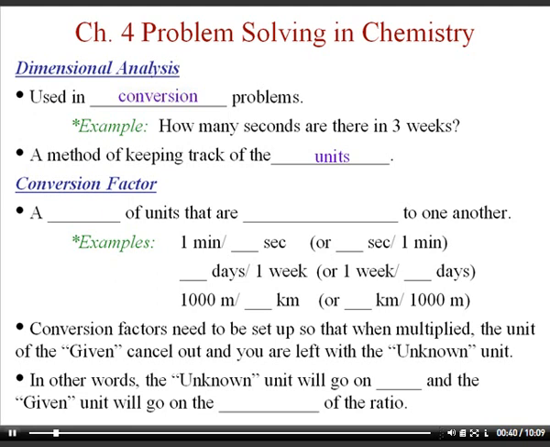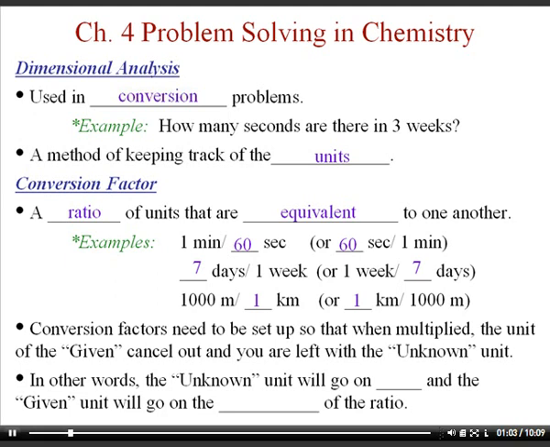Now, what is a conversion factor? Well, that's simply a ratio of units that are equivalent to one another. Some examples would be 1 minute is equivalent to 60 seconds, or you could flip the ratio and make it 60 seconds in 1 minute. The next example would be 7 days per week, or 1 week per 7 days. In the third example, we have 1,000 meters is 1 kilometer, or 1 kilometer is 1,000 meters.